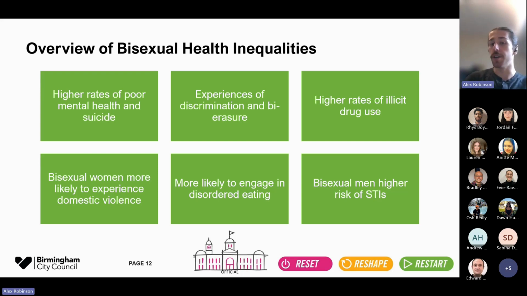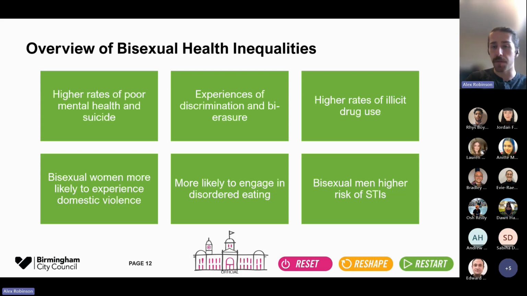Bisexuals also had a higher use of illicit drugs in one study in the previous year compared to heterosexuals and compared to lesbian and gay men. So it was 37% of bisexuals reported illicit drug use in the previous year compared to 11% of heterosexuals and 25% of lesbians and gay men. There were also higher experiences of domestic violence among bisexual women, that's 25%, compared to heterosexual women, which was 7%.